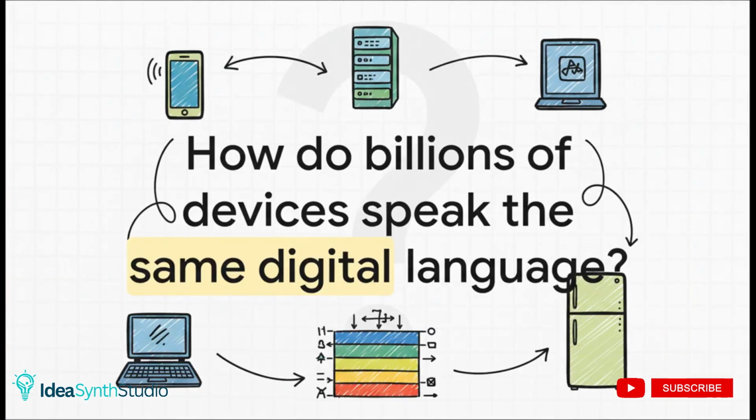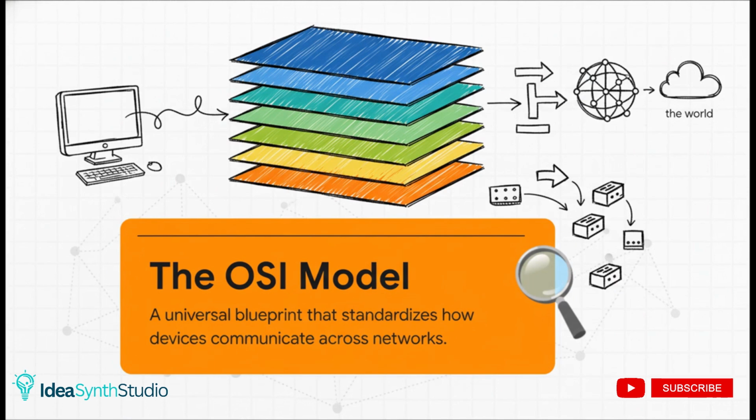You've got your phone, your laptop, some server halfway across the world, maybe even a smart fridge. They're all completely different. So how do they all communicate so perfectly? There has to be a shared set of rules, right? A common language they all understand? And that's exactly where the OSI model comes in. It is the universal translator for all things tech.